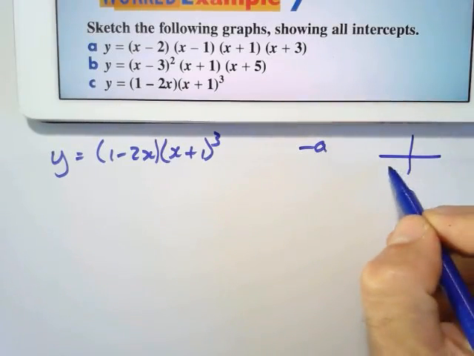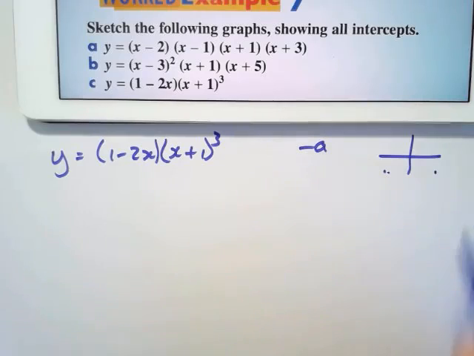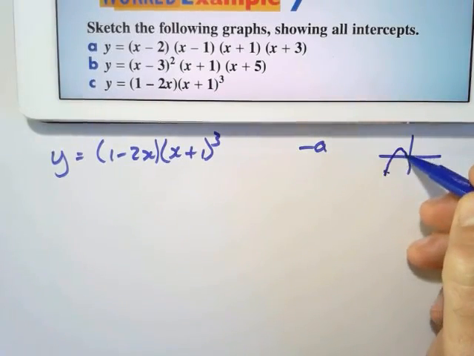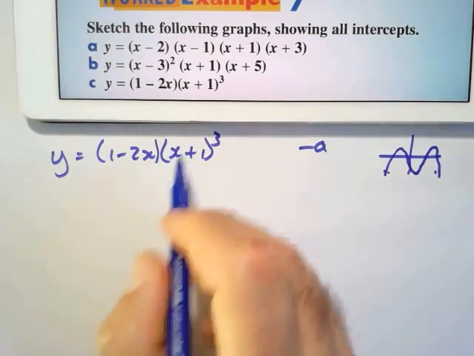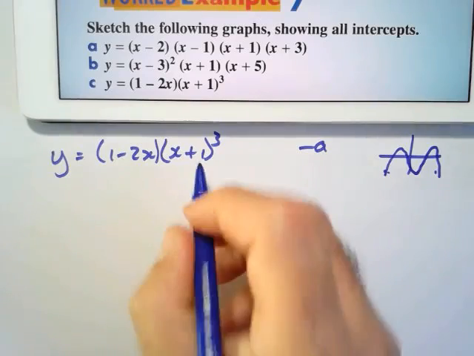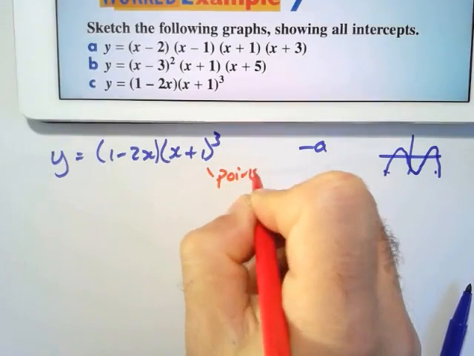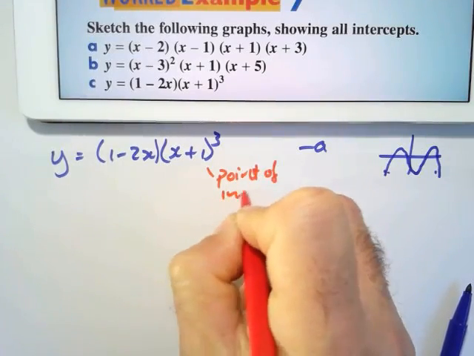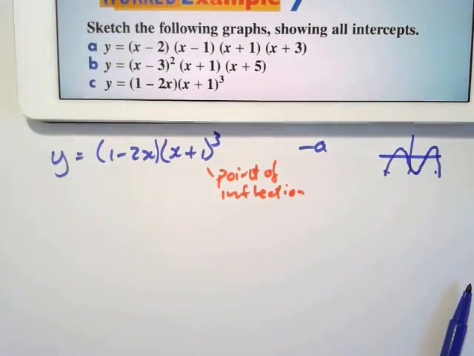If it's negative A, it means it's going to finish where y is negative. So it's going to start there and finish there. So my shape is going to be like that. Cube means that there's a point of inflection. So this is a point of inflection. Just keep that in mind.